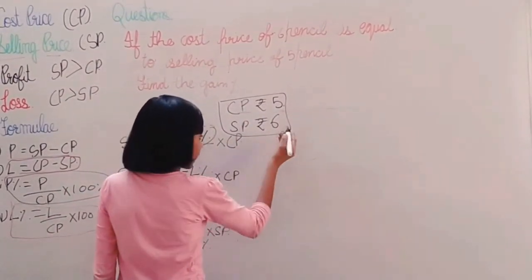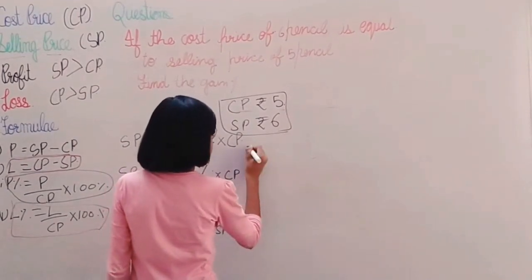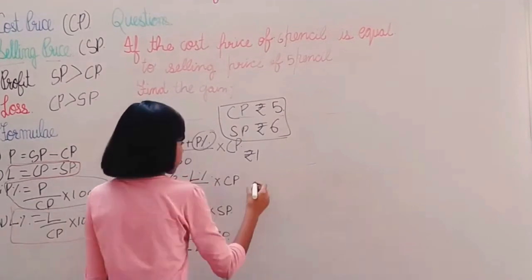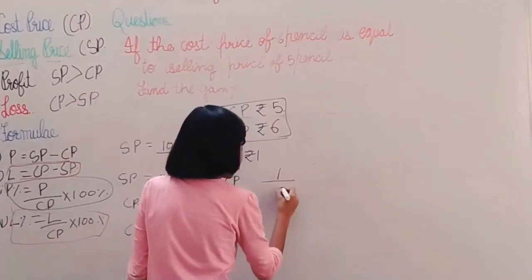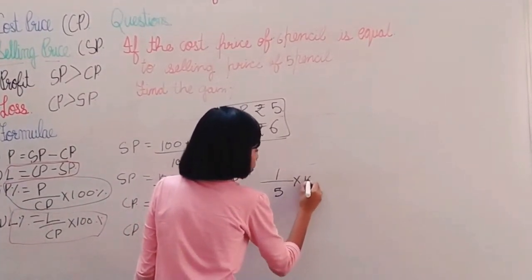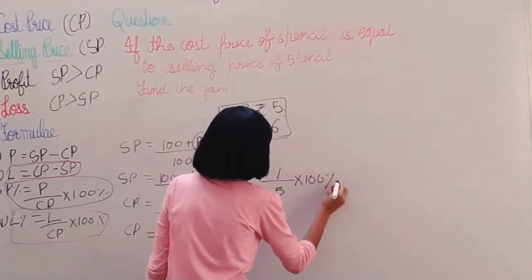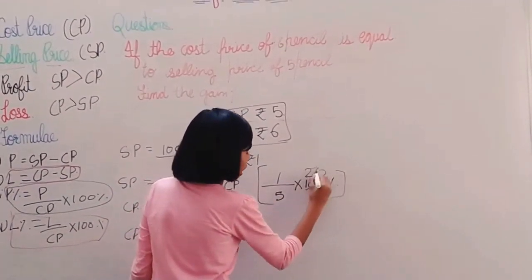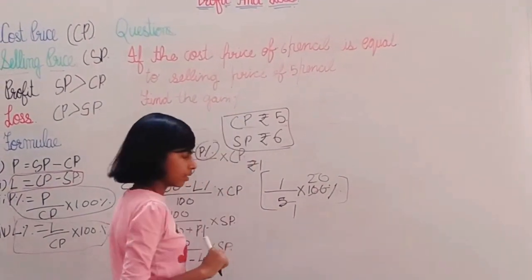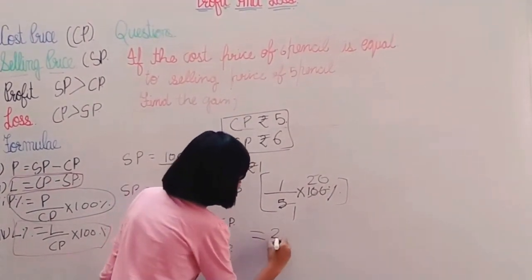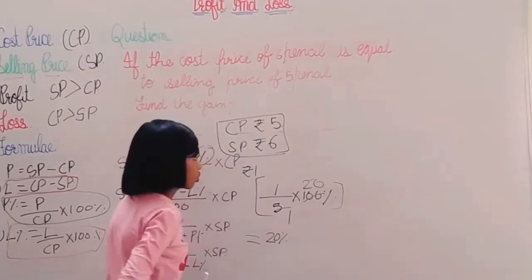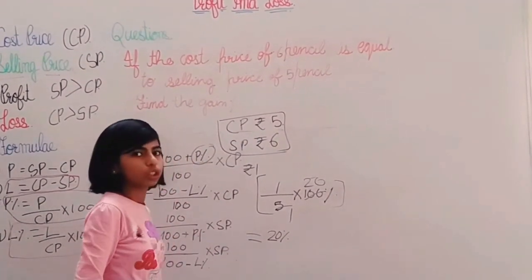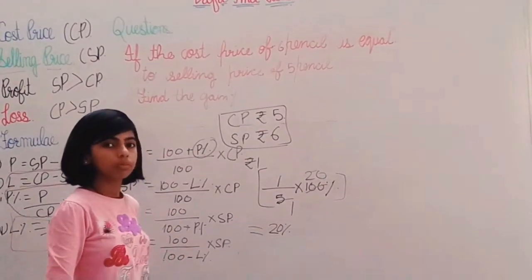So the gain is easy: 6 minus 5 is rupees 1. Now the profit percentage is equal to 1 divided by 5 into 100 percentage. If you do the calculation correctly, your answer would be 20 percentage. So the gain percentage is 20 percentage. Let's move to the next question.